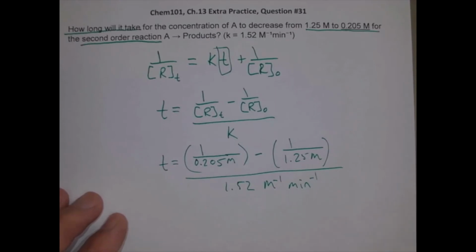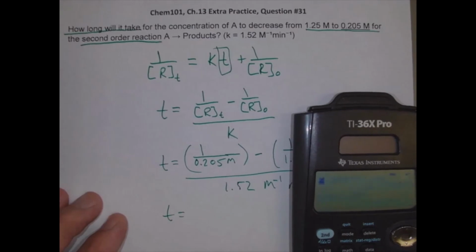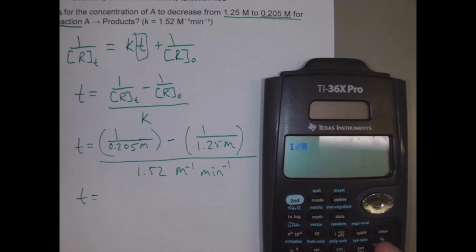Okay, so that's just a matter of doing the math. So we plug all this into our calculator, turn that on, clear that out. So we go 1 divided by 0.205, enter, and subtract from that 1 divided by 1.25, enter, and we're going to divide that by the 1.52. There you go. So it should be 2.68 minutes. If you look at the units, it rearranges and you get your units of minutes.